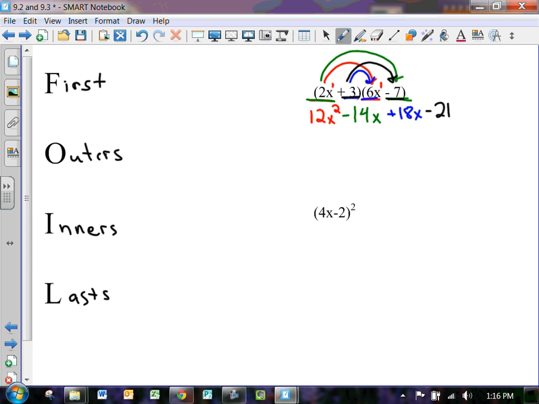The last thing we have to do is make sure that we combine any like terms. In this case, we have 12x squared, and our negative 14x and our positive 18x end up being a positive 4x, minus 21.